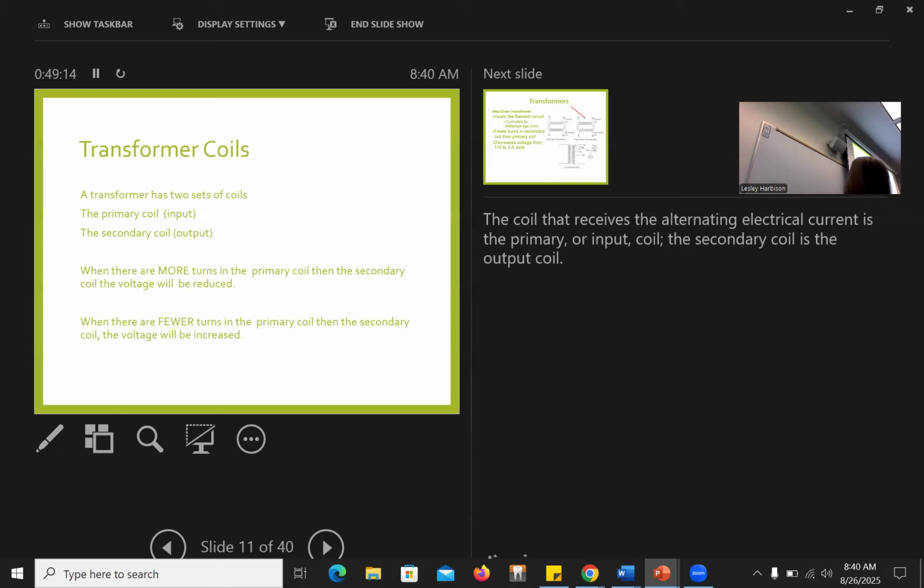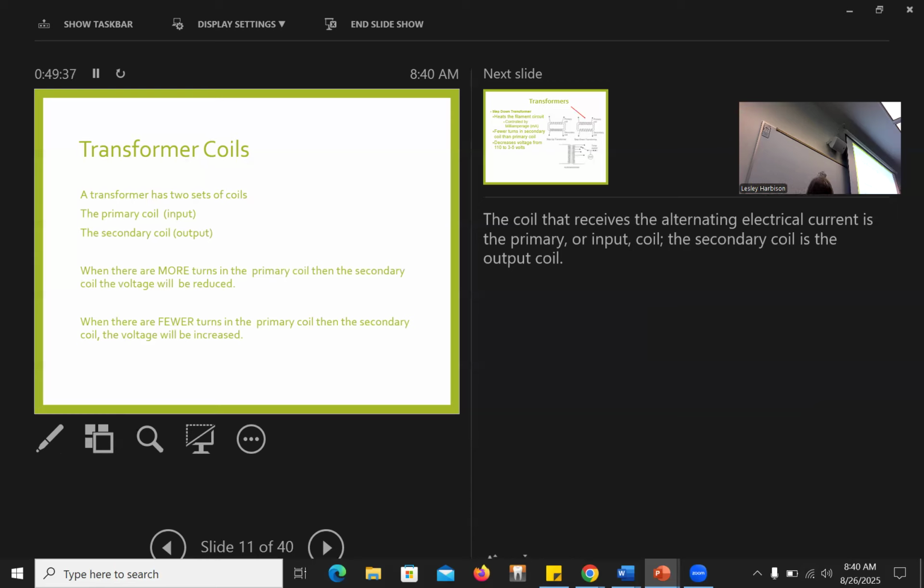So when there are more turns in the primary coil, and this is just not going to make sense until we have diagrams. Okay, let's do that. No, I don't want to do this yet. Okay, so basically, I'll just draw it so that these words make a little bit more sense.